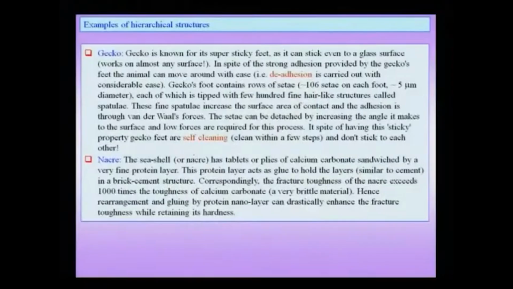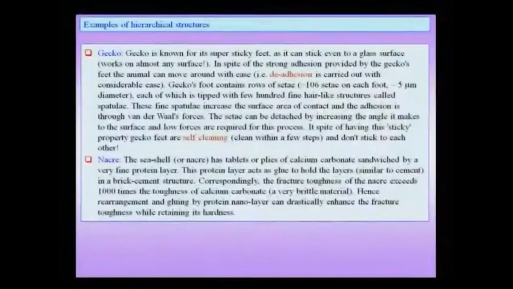Now, let us see some examples of hierarchical structures and how these give us what you might call extremely beautiful properties. 3 examples are given here, all 3 are from nature, because nature has somehow mastered this art of hierarchical construction to obtain a given set of properties which otherwise can be thought of as contradictory to each other.